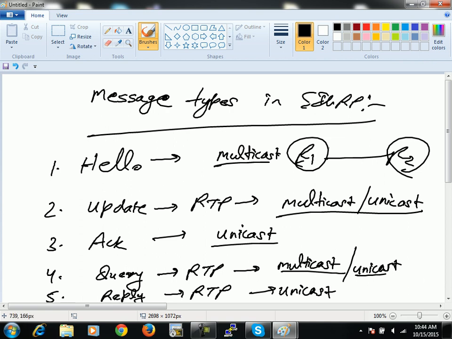Let's say R1 has sent one update packet towards R2, but R1 didn't get an acknowledgement back. So it has to retransmit the update, right? Whenever it performs retransmission, it will always be unicasted. And if you have configured your neighbor statically, then it will always be unicasted. Even the very first time it will send a unicast update. Hope you understood all these types of packets.